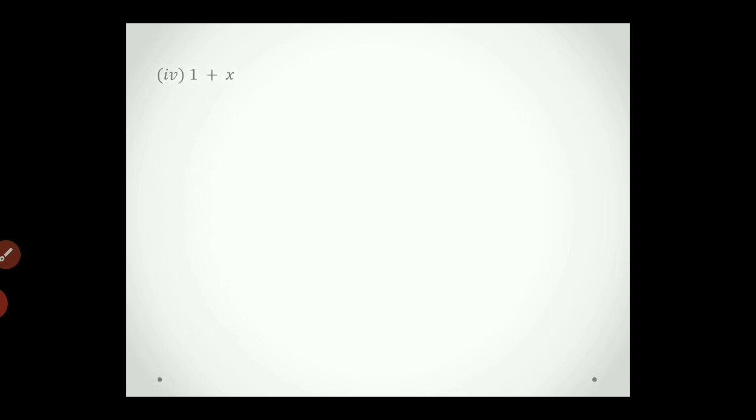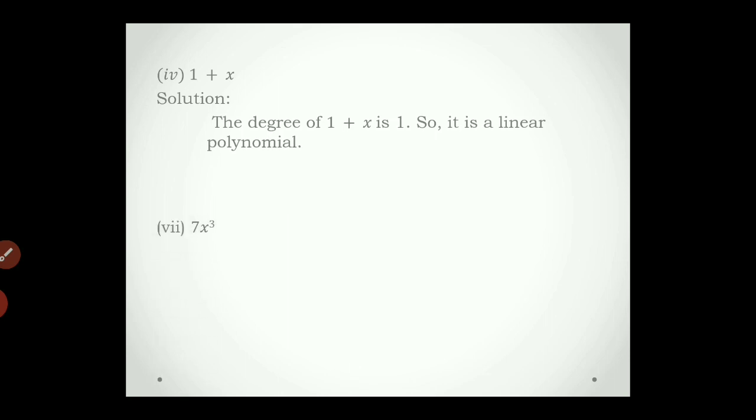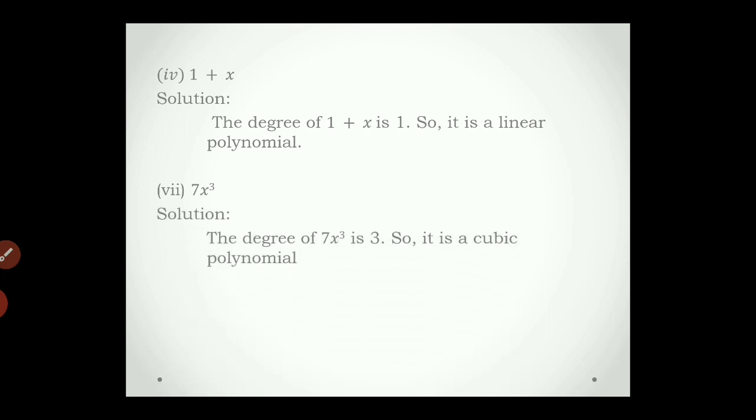Next is 1 plus x. Here you can clearly see that the highest power of the variable is 1. So it is a linear polynomial. The degree of 1 plus x is 1, so it is a linear polynomial. Next is 7x cube. Here you can clearly see that the degree of the variable involved is 3. So it is a cubic polynomial. The degree of 7x cube is 3, so it is a cubic polynomial.